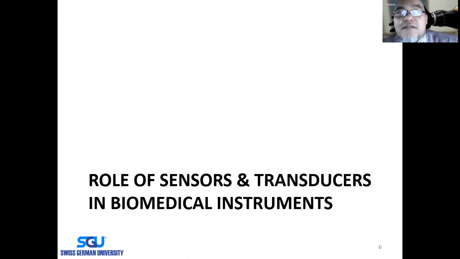We don't know in the future, maybe electronics will not be the main information carrier. Maybe people will switch to photonics, for example, the use of light. Then maybe the sensor and transducer will also be different. But at least for now, we study electronics and we study the sensor and transducer that converts all these different forms of information into electronic form.